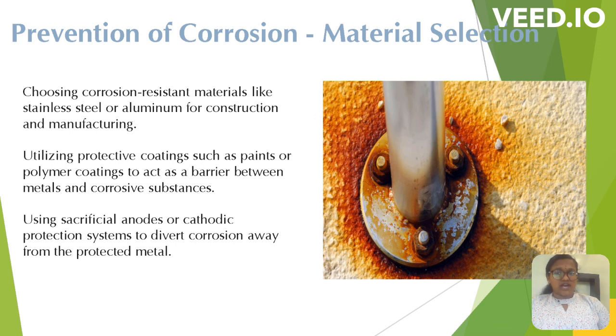Prevention of corrosion. There are many methods to prevent corrosion, and some of them are included in this. The first one is material selection. Choosing corrosion resistant materials like stainless steel or aluminium for construction and manufacturing. Utilizing protective coatings such as paints or polymer coatings to act as a barrier between the metals and corrosive substances, and using sacrificial anodes or cathodic protection systems to divert corrosion away from the protected materials.